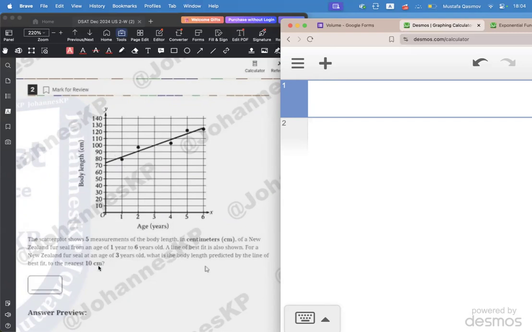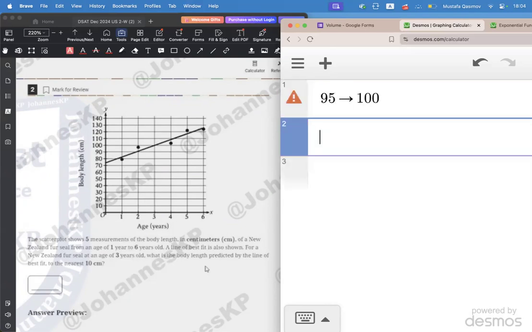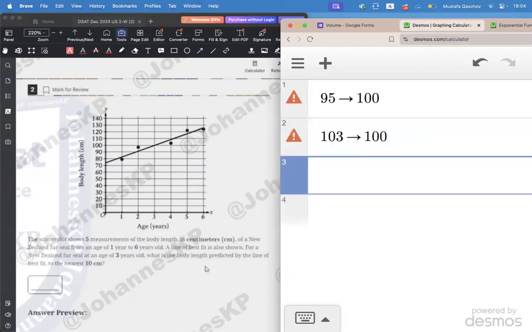What's the meaning of nearest 10 centimeter? It means if you get 95, you have to round it to tens, like 100. If you get, for example, 103, you have to write also 100. If you get, for example, 88, you have to write it 90. Nearest 10 centimeter means like that.